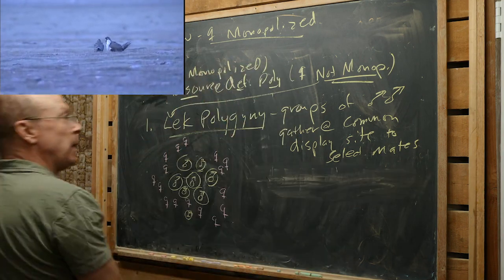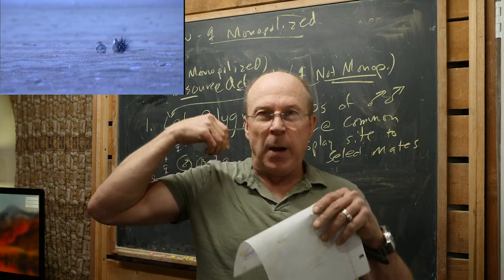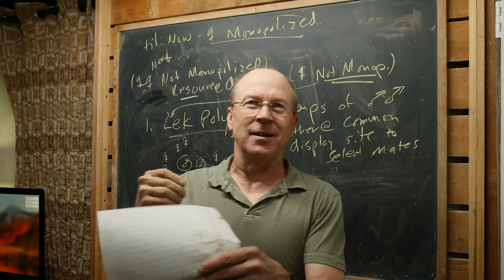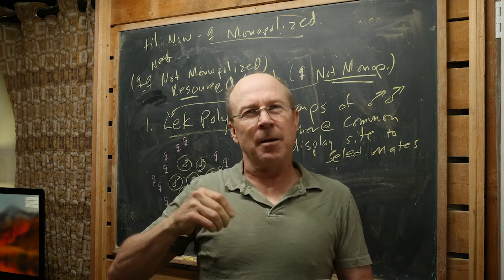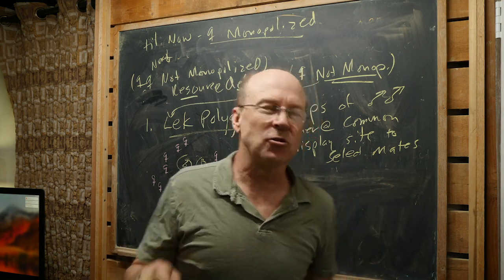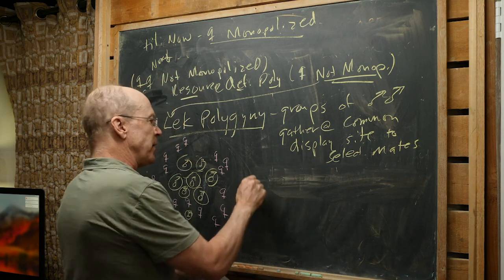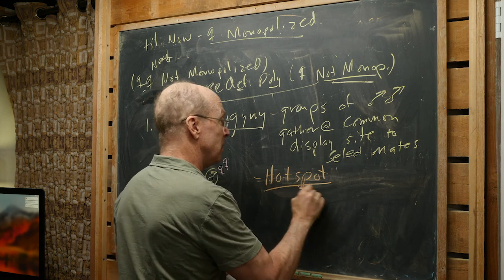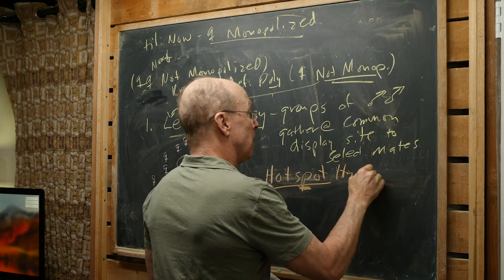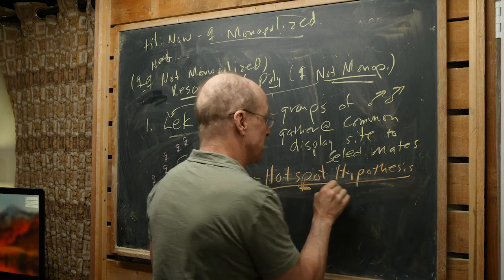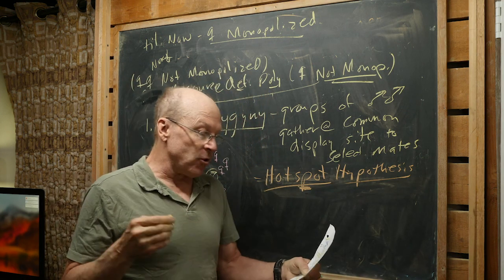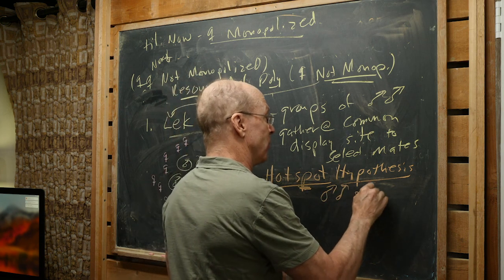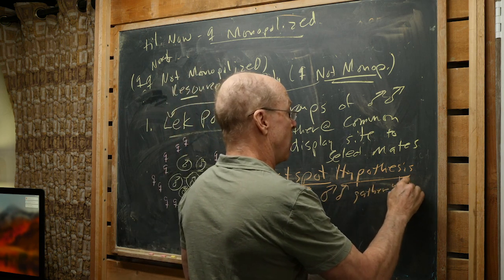Remember, the lek people have been continually weighing in and observing and coming up with overarching ideas to describe these phenomena. Of course, there are hypotheses. The first one is the hot spot hypothesis. In the hot spot hypothesis, the idea is that males gather where females are. So basically, males gather where females are.